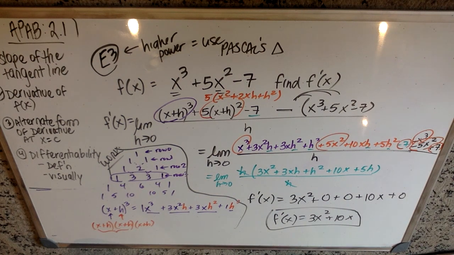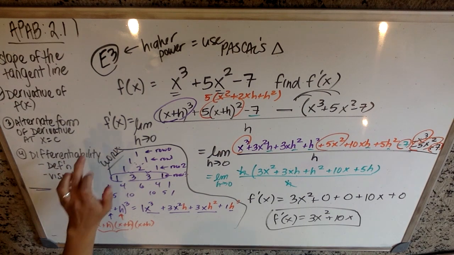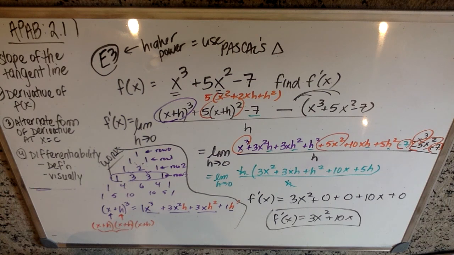We're going to wrap this video here, and then in our very last video of this section, we're going to address both of these things: an alternate form of the derivative, given some x equals c, and then we're going to talk about differentiability, what its definition is, and what it means visually. Okay?